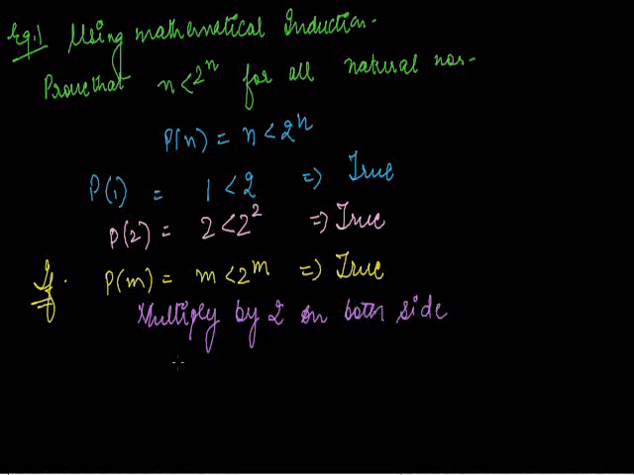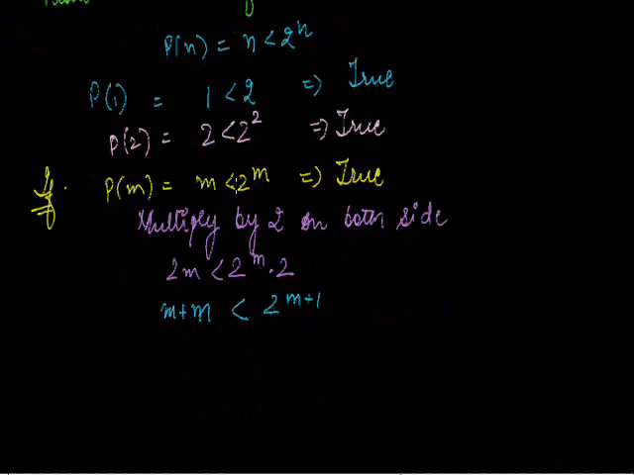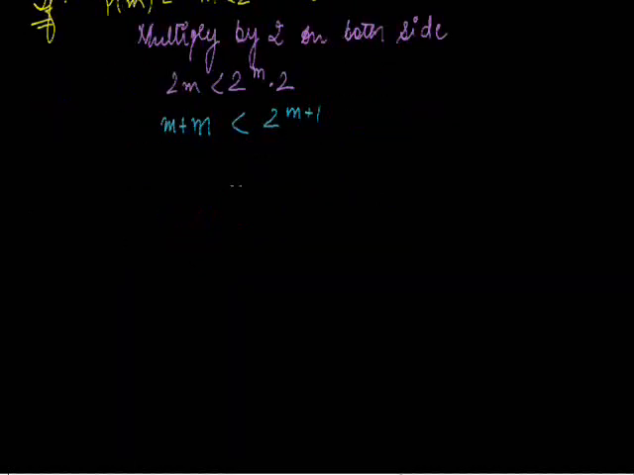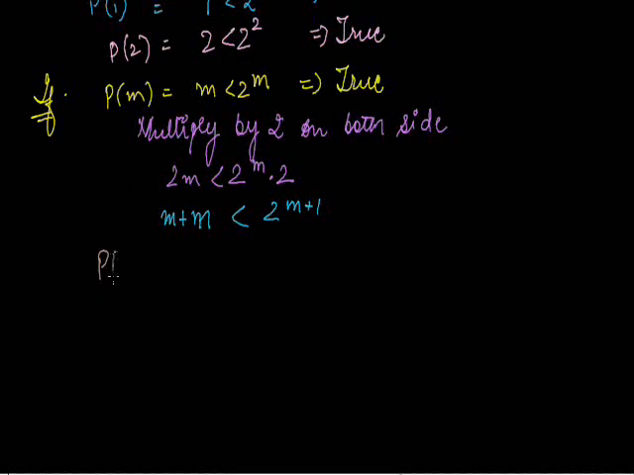So on the left hand side, what we have is 2m is less than 2 power m into 2. By solving this, what we have is m plus m is less than 2 power m plus 1. Now what is P of m plus 1? P of m plus 1 is m plus 1 is less than 2 power m plus 1.